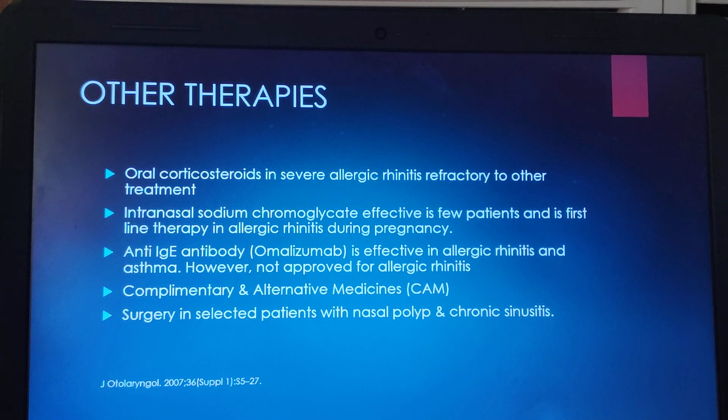The anti-IgE antibody, that is omalizumab, is the first monoclonal antibody to be approved for the treatment of asthma. Still, it is not approved for the treatment of allergic rhinitis. There are a lot of complementary alternative medicines which are used, like acupressure, acupuncture, etc. And if the allergic rhinitis is associated with certain conditions like nasal polyp and chronic sinusitis, then the patient may require surgery.